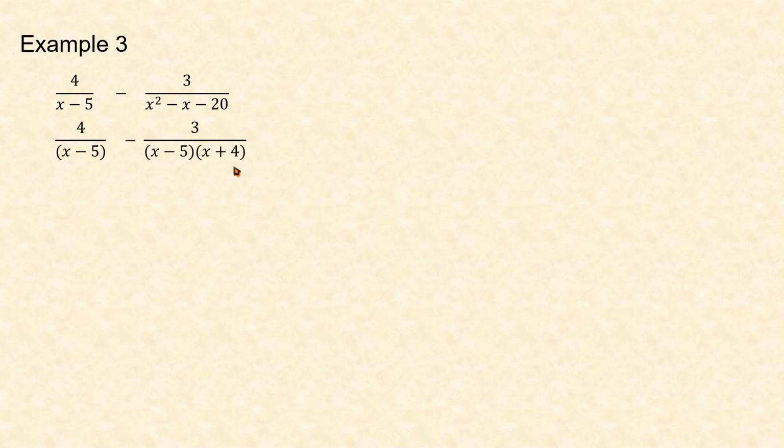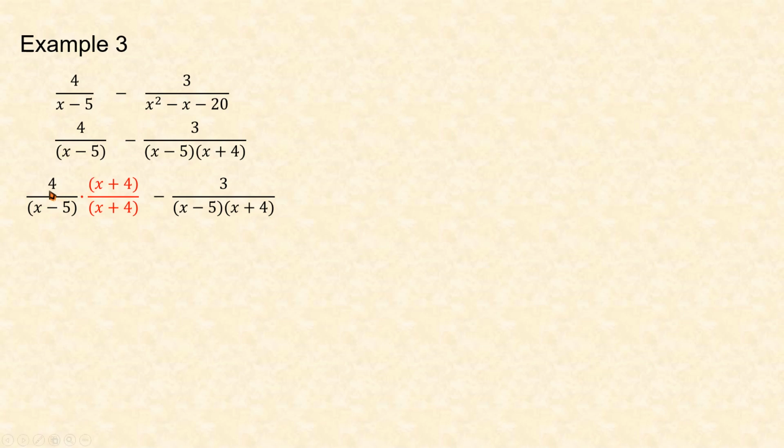So I'm going to try to make them LCD, right? Least common denominator. So I look at the first one here, it has x minus 5, but it's missing the x plus 4. So what I'm going to do, I'm going to multiply it by x plus 4 over x plus 4 for the first one. The second one has x minus 5 and x plus 4. It's not missing anything. I don't do anything to the second one.